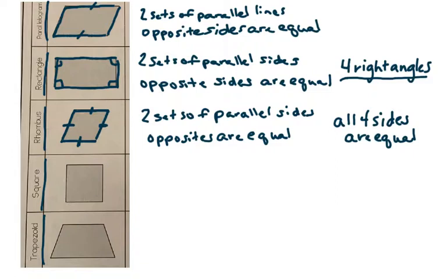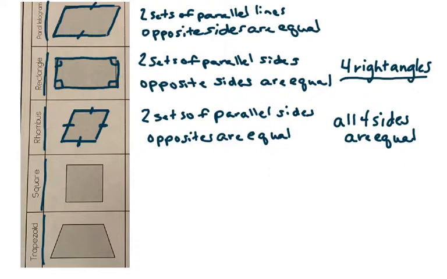Let's check a rectangle. Is a rhombus a rectangle? Well, it does have the two sets of parallel sides. It does have opposite sides equal. But guess what? In a rectangle, you're not always going to have the four sides that are equal. So it doesn't have all four sides equal, it can't be a rhombus.